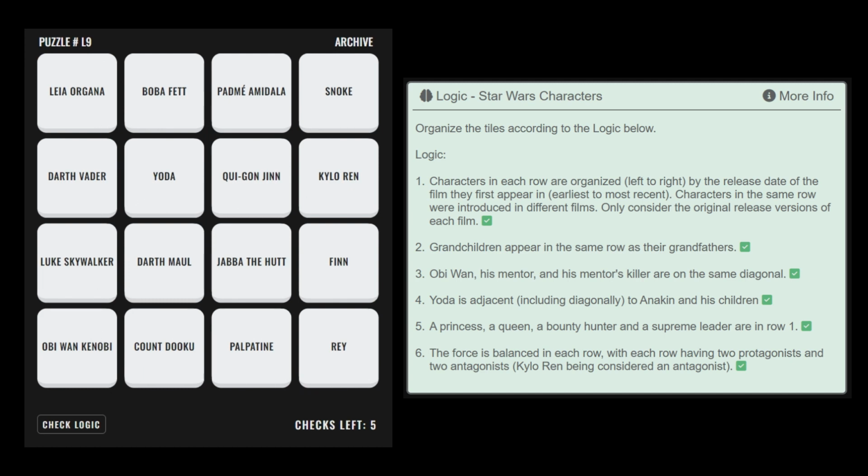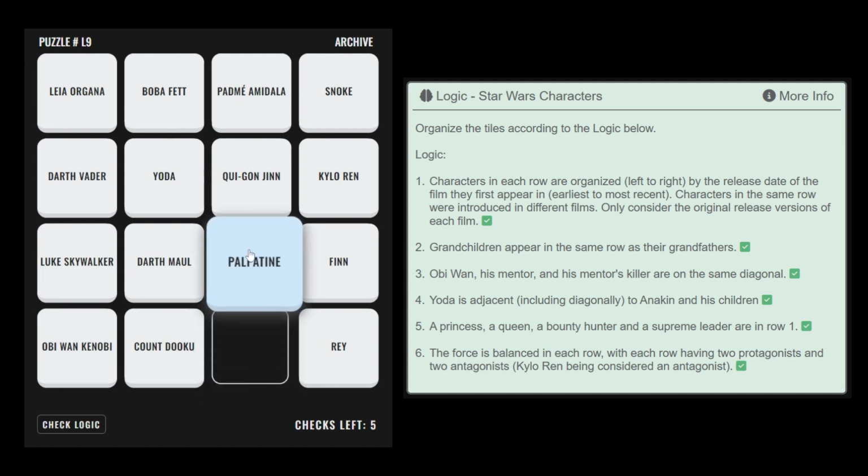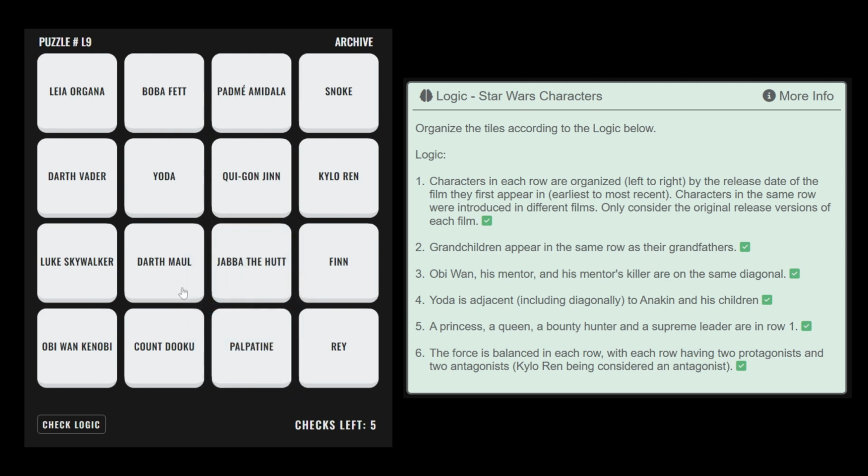Rey must also be in the same row as her grandfather, Emperor Palpatine. Palpatine cannot fit in row 3 because he is introduced on film before Darth Maul, and we already know Darth Maul belongs in this position. This means Rey and Palpatine should both be in row 4.